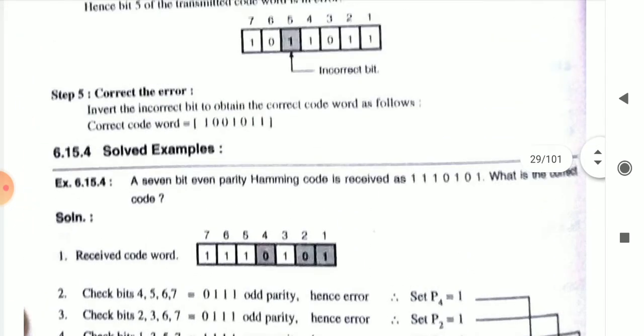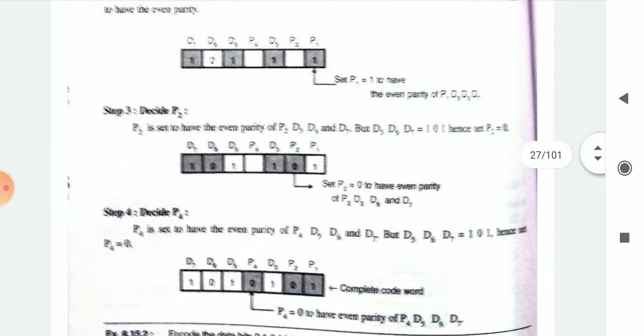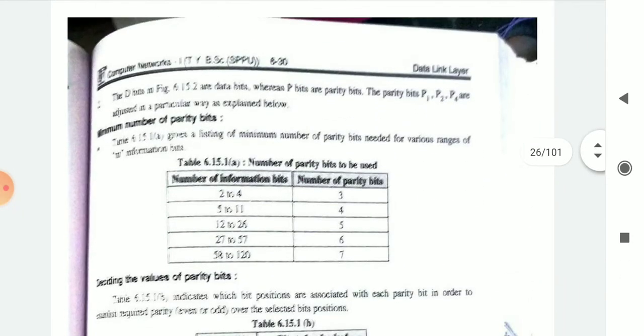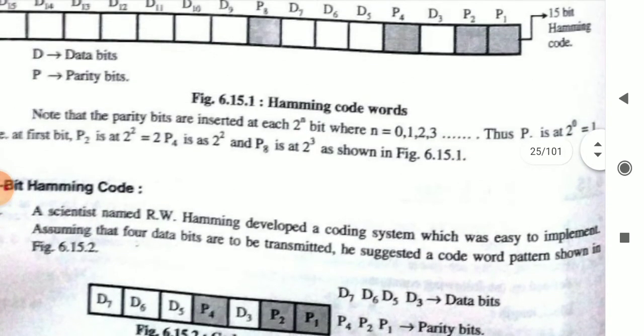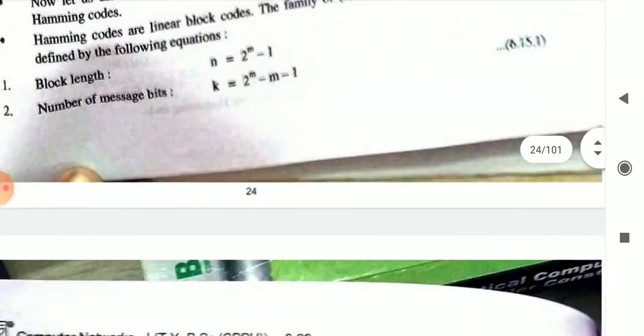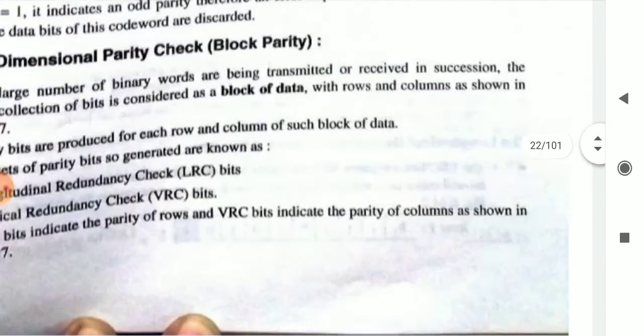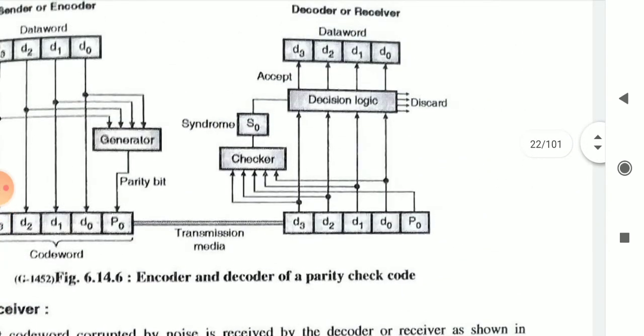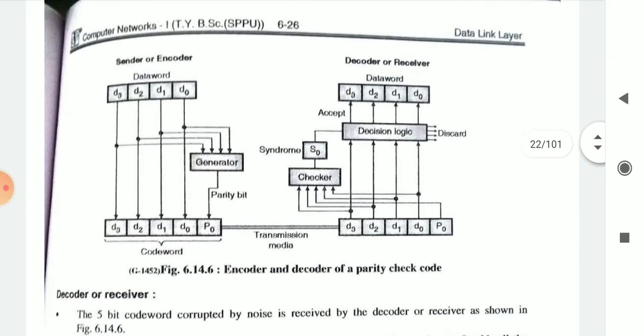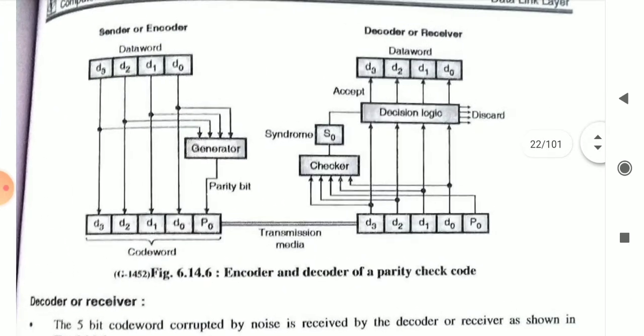Wait, I will open that page. Sender and receiver, there is encoder and decoder, no? See here, sender or encoder, decoder or receiver.